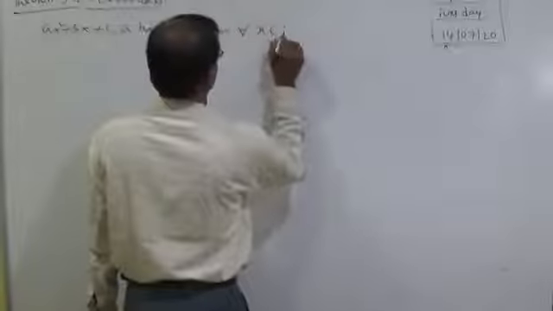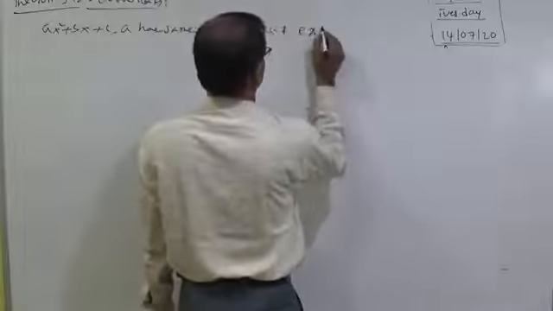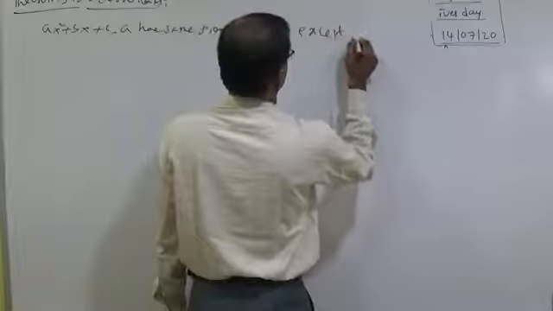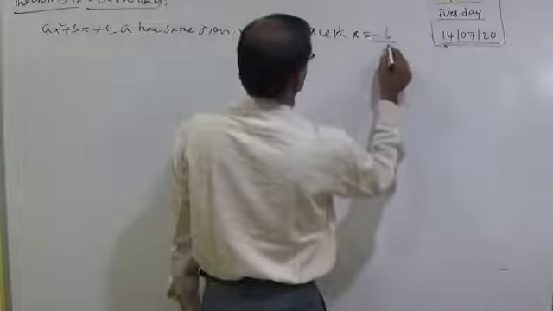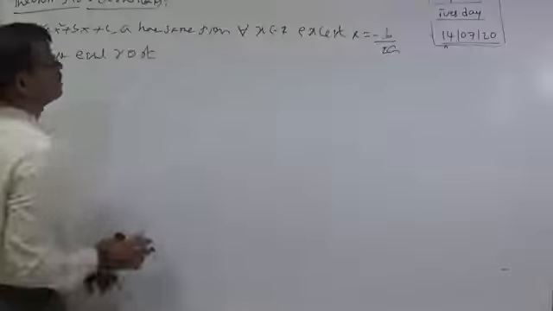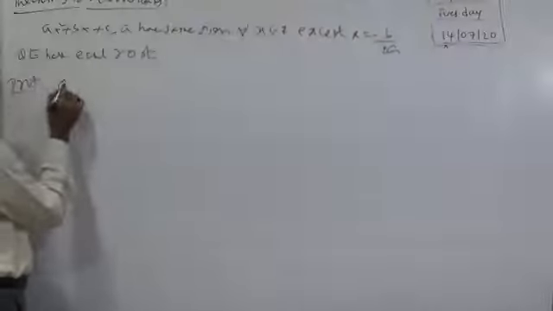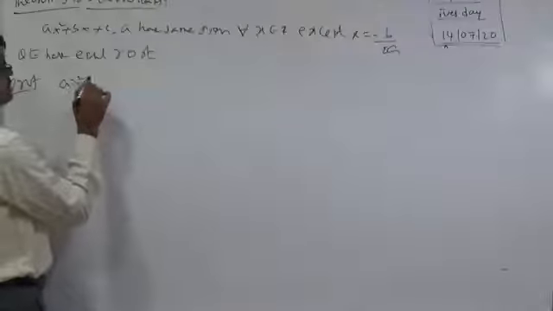For all x belongs to R, except x equal to minus b by 2a, when the quadratic equation has equal roots. This is the concept: the quadratic equation has equal roots. The simple proof depends upon the previous concept.